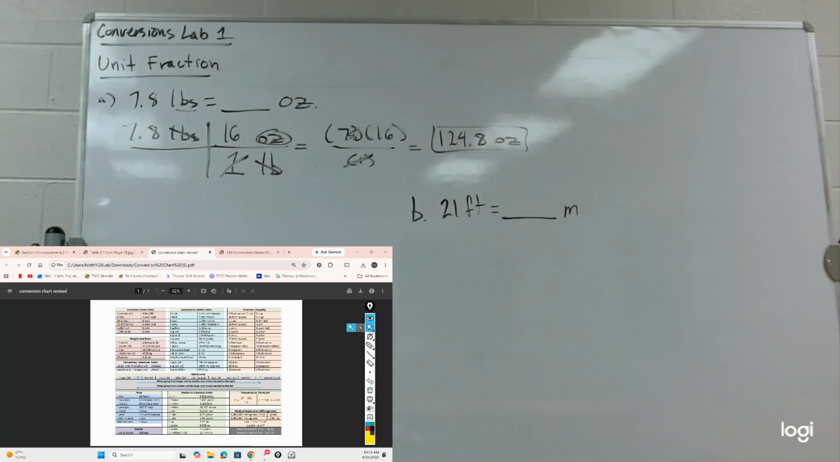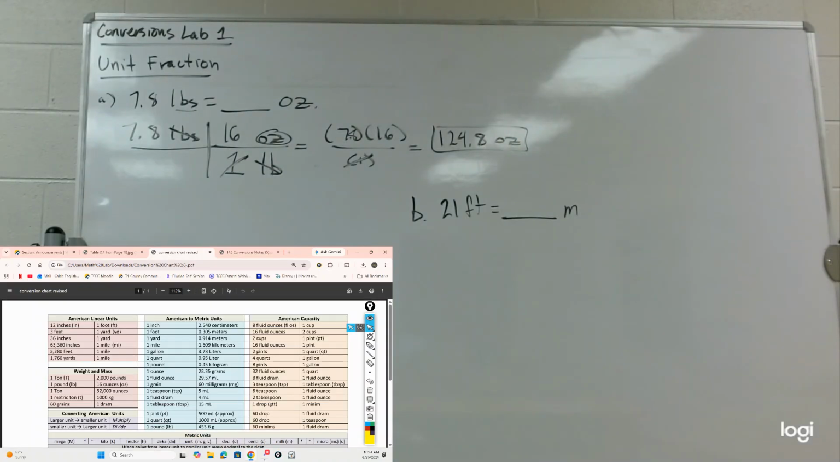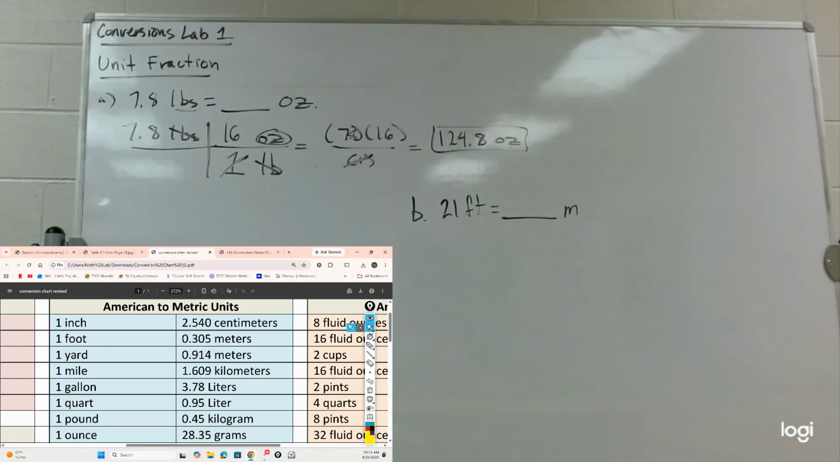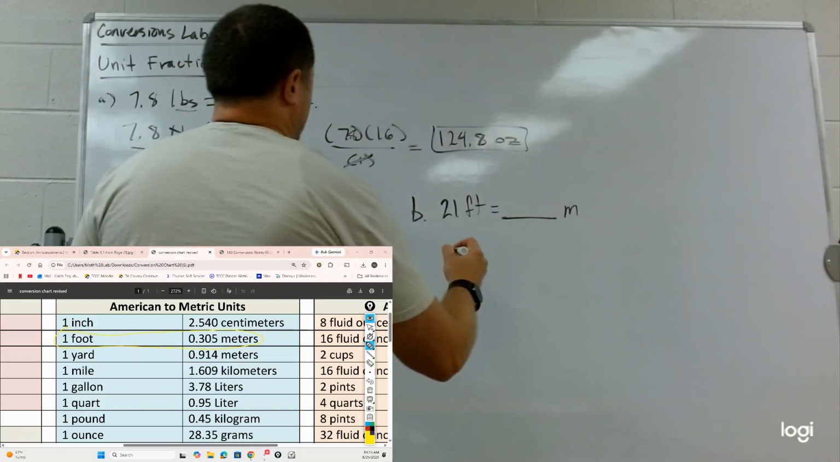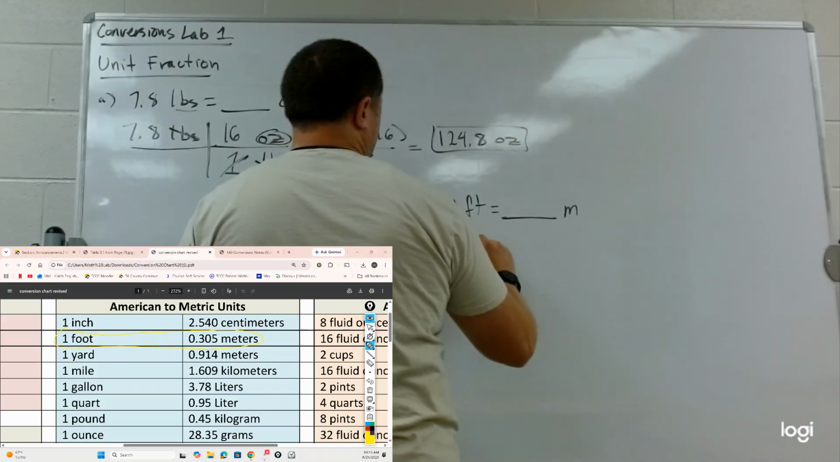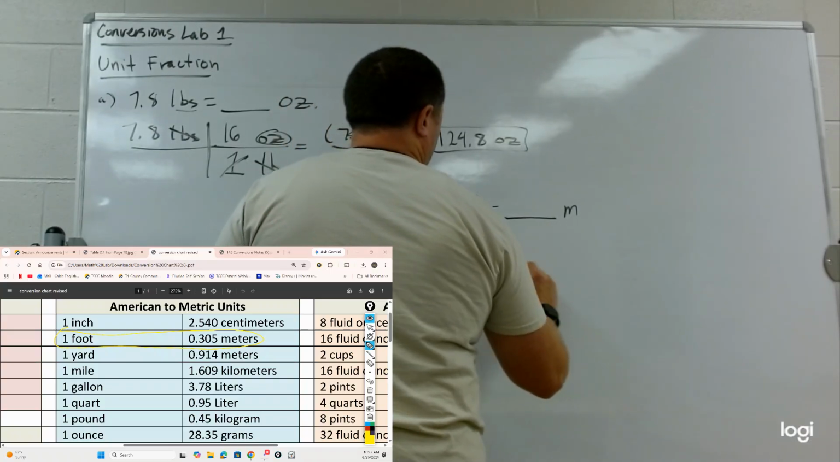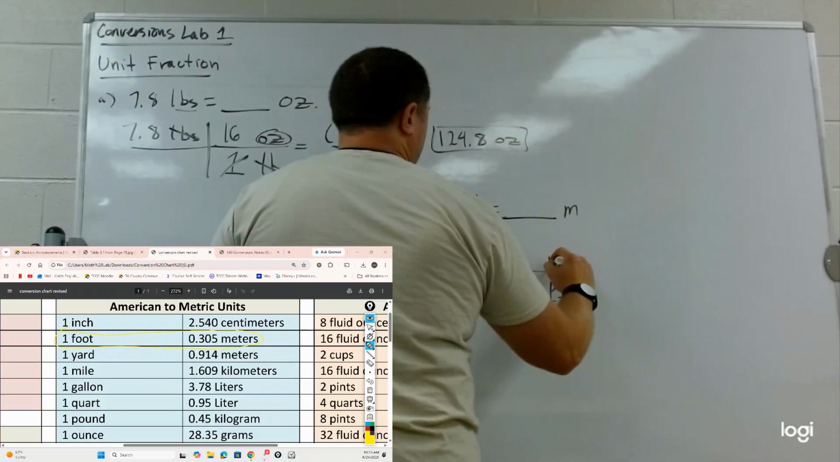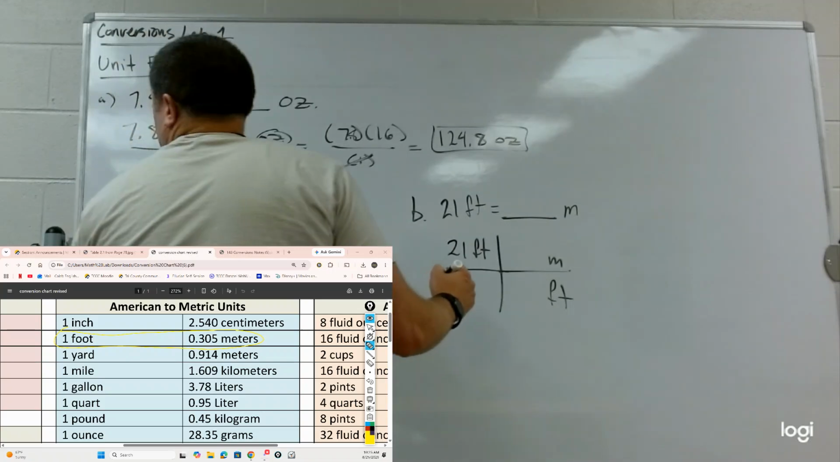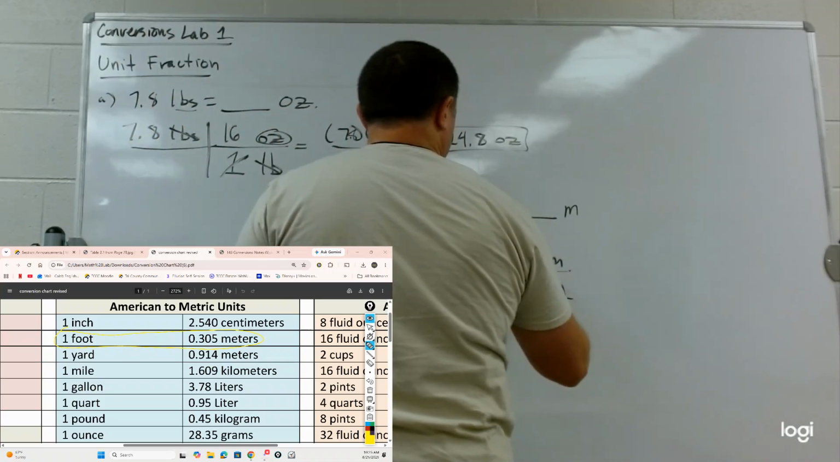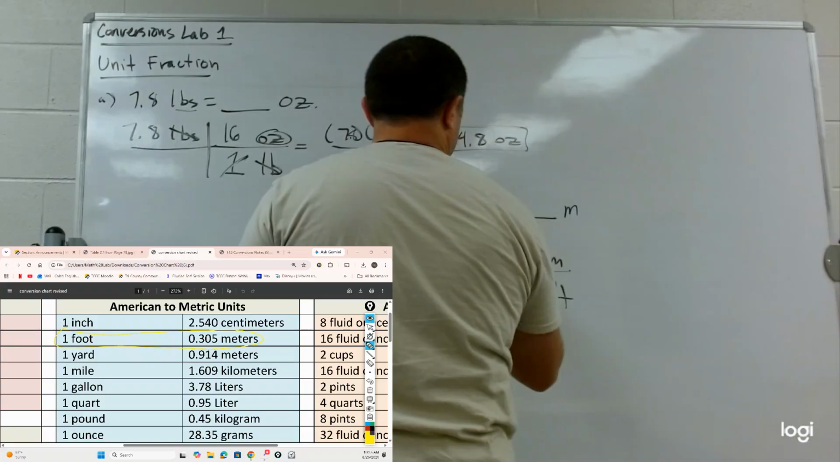Well, you probably can't see that with the picture in picture. So let's do this here. There we go. How's that? Yeah, all right. There we go. So let's say you found this one under the American to metric units. 1 foot is 0.305 meters. So we're going to come over here. We're going to recopy the 21 feet. And I'm going to put feet in the bottom, meters in the top, because again, you got to be able to cancel out a feet. We found the 1 foot is 0.305 meters conversion.